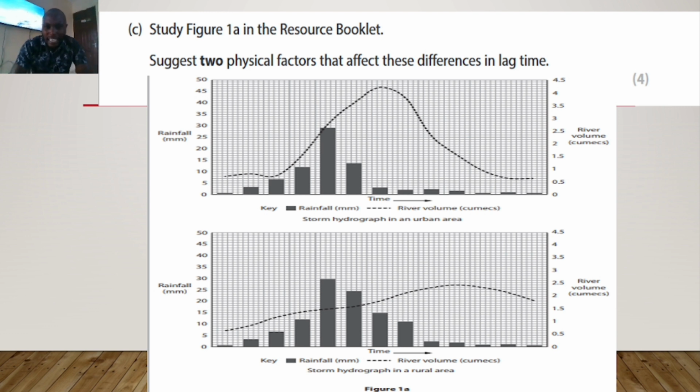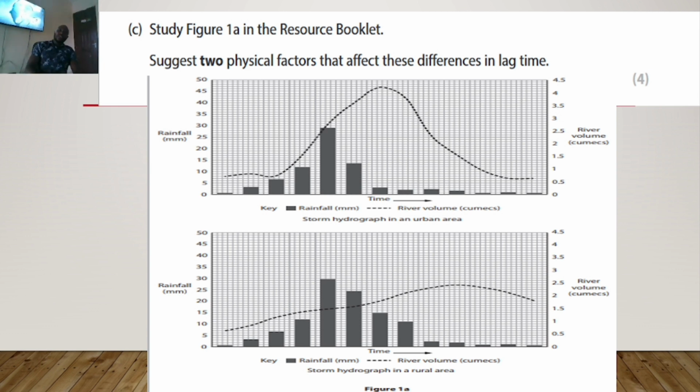So we have a difference in lag time here. It's clear now that we've talked about a similar thing in the previous question. Also, we have this lag time here. This one is short, this one is long. So you suggest two physical factors. What are those two physical factors that affect these differences? That's almost the same thing. It's only that I've got it from another paper that is not the same question, but is different. But now here you're just supposed to suggest two physical factors. Those are some of the factors actually. Think of the factors that can cause these differences in lag time.